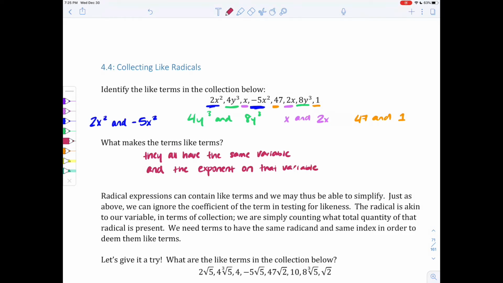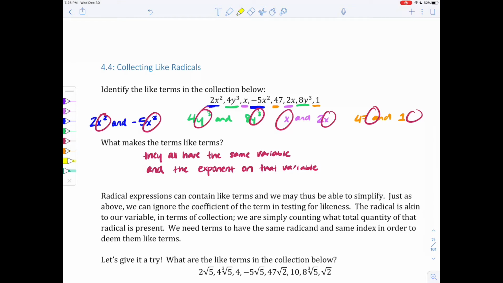So that's what makes the terms above like terms. These both have x squareds, and these both have y cubes, and these just have x's, or x to the power of 1. And these technically have any variable to the power of 0. But they all have the same variable, or lack thereof, as well as the same exponent on those variables.